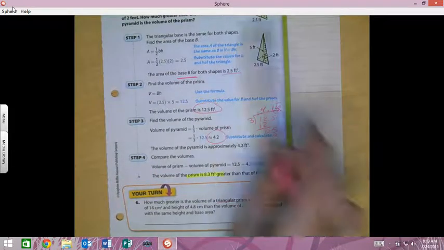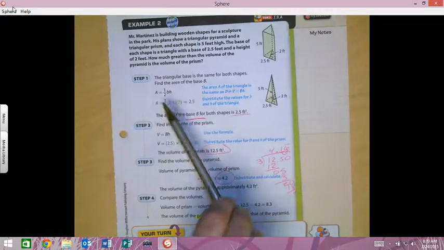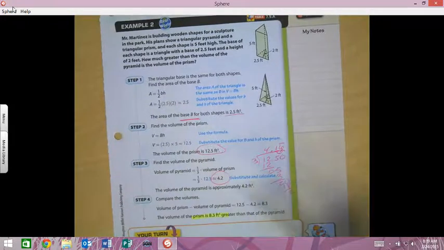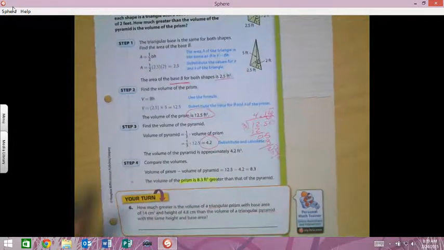Use this one as notes in order to help you do this one. Just remember, you don't have to do step 1 because they already gave you the base area, which is 14 square centimeters. Okay, so pause your video, and when you come back, you will find your answer.